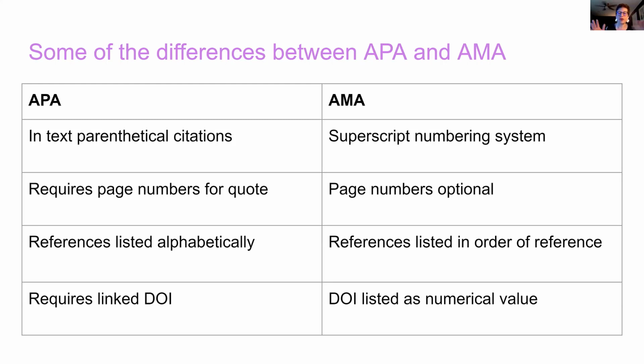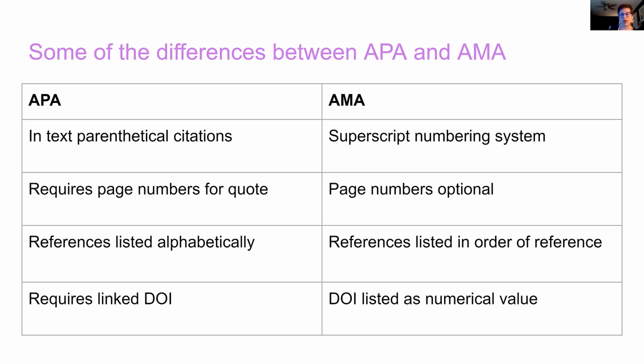So here are some of the differences that you'll see between APA and AMA. As I already mentioned, APA uses in-text parenthetical citations, so at the end of the sentence, they'll have the author's name. AMA uses a superscript, so it'll be a number just at the end of the idea that's being cited. APA does require page numbers for a quote, whereas in AMA, the page numbers are optional. In APA, the references are listed alphabetically. You'll see that reference list at the end, and it doesn't matter where things were referenced within the article, they're listed by the first author's last name or the organization, if it's an organization as an author.